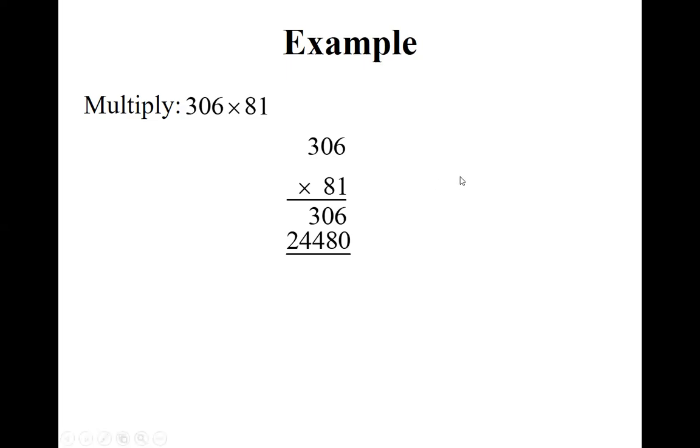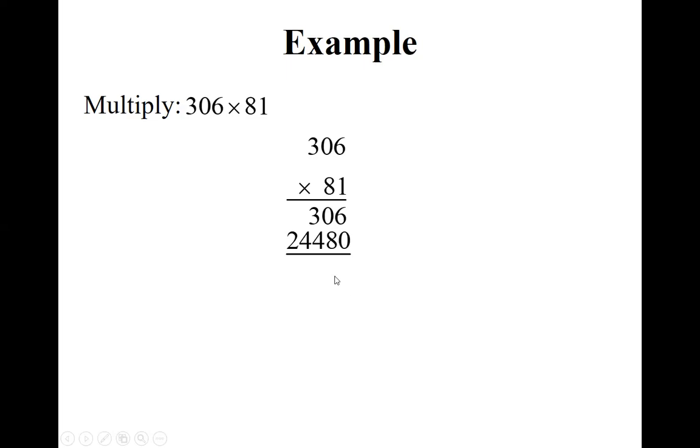Then we add 306 plus 24,480. 6 times 0, or if you didn't put the placeholder 0 in, 6 times an empty spot, or 6 plus an empty spot, is 6. We are adding. We multiply to get the partials, and then we add the 2 partials together to get the whole.